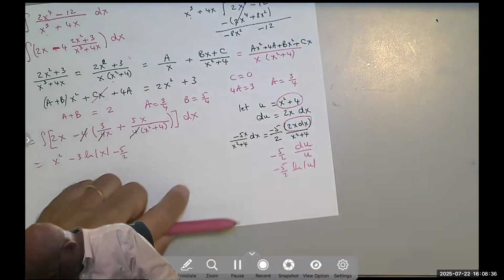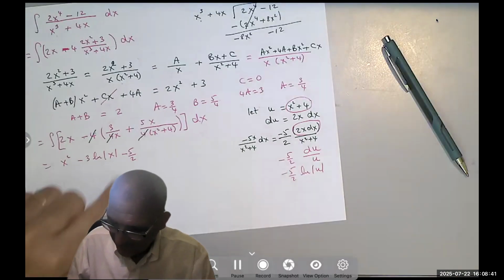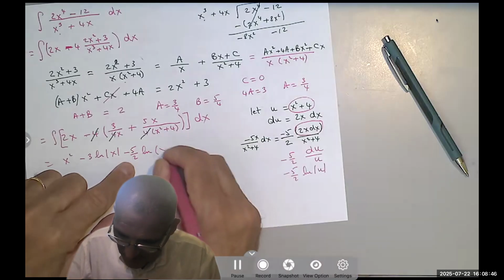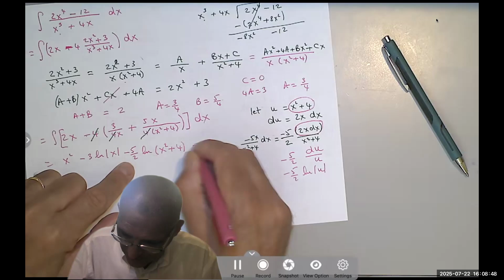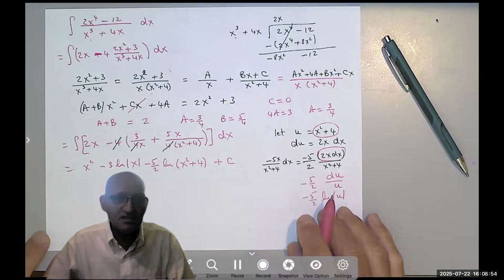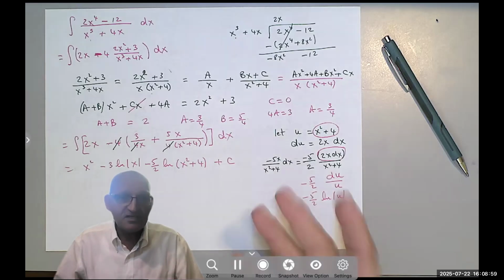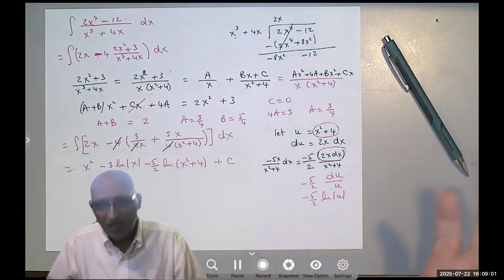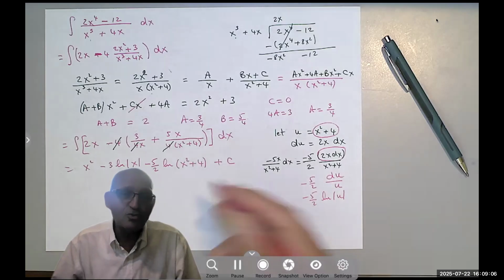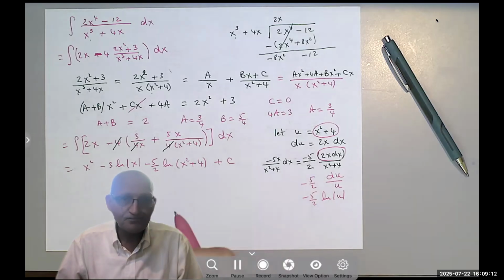But u is x squared plus 4, right? So that's the negative 5/2 natural log, and instead of u, I write x squared plus 4. And I don't forget the constant. Notice I didn't use the absolute value. I could have used it, but it's irrelevant because for any real value, x squared is greater than 0. And when I add 4 to that, it's still greater than 0. So I know that this number is always going to be positive, so I can take its natural log. Okay, and that's it.